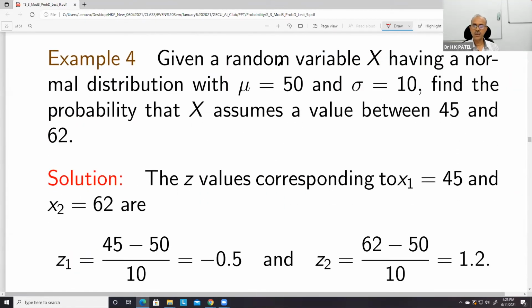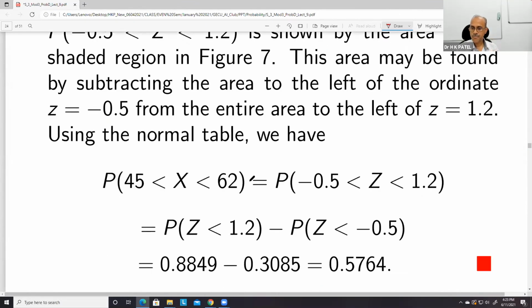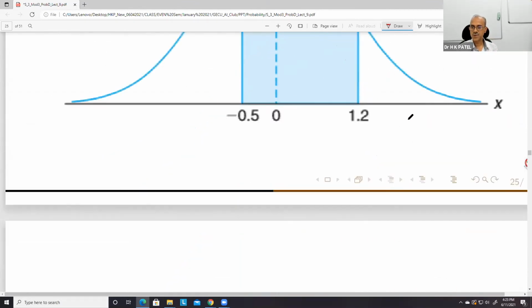Similarly, there is the given random variable X assuming values between 45 and 62. We have already done this type of thing. This is between 2 points.